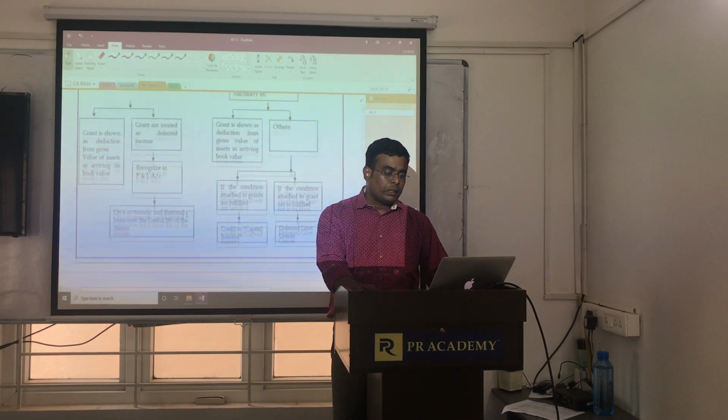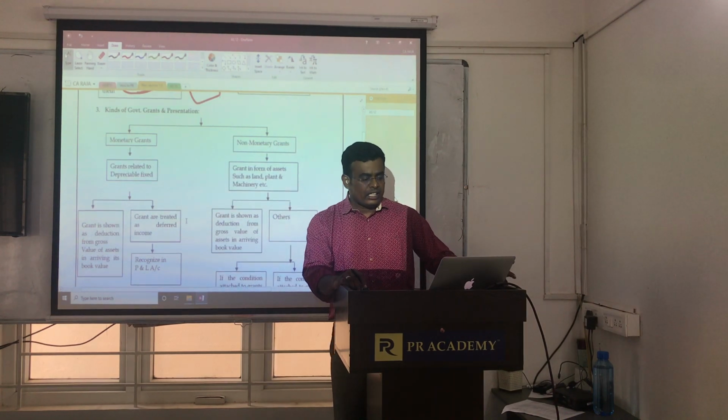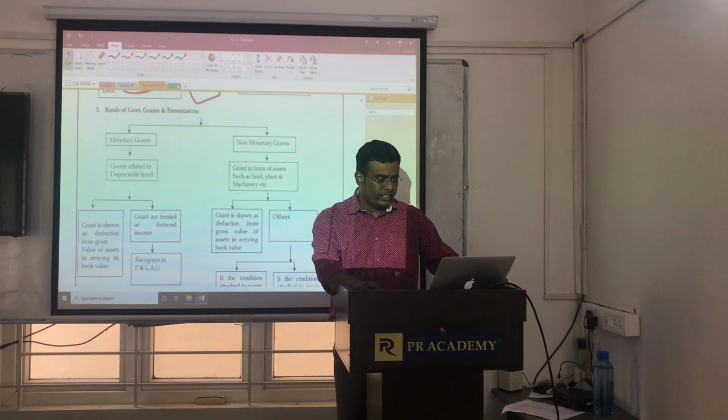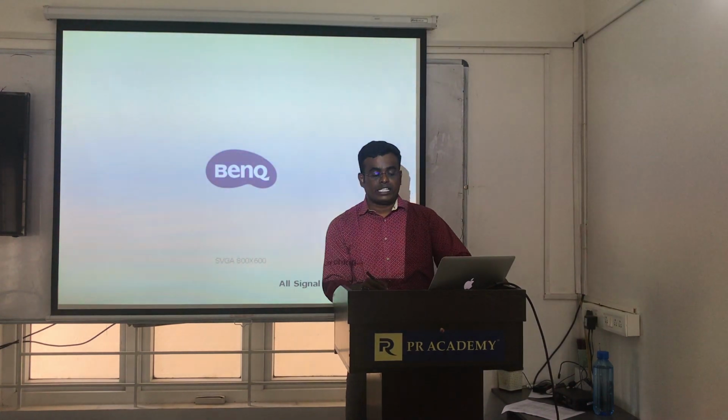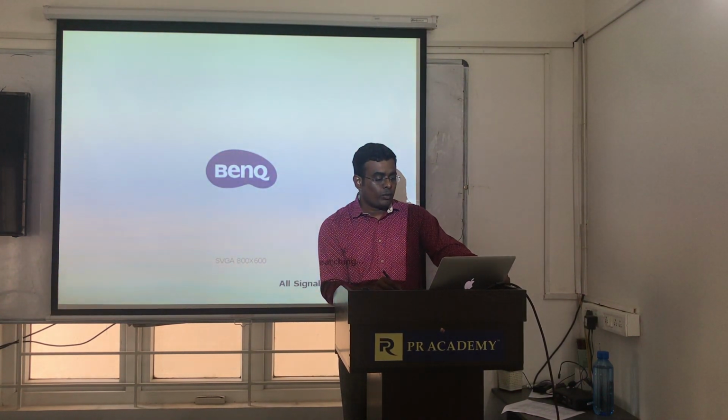Then, what are the types of government grants? In the simple way, there are 4 types of government grants. One is the promoter's contribution, another is the grant for the purpose of revenue, then another grant is called a balance sheet item.